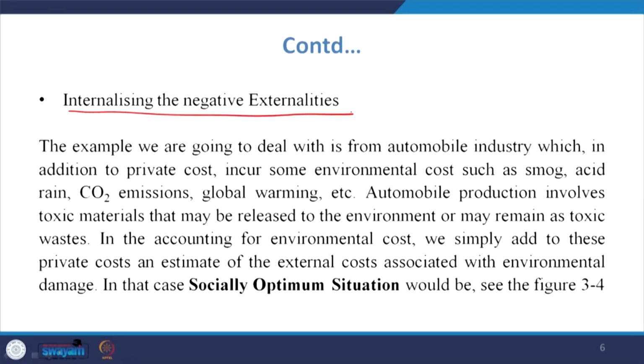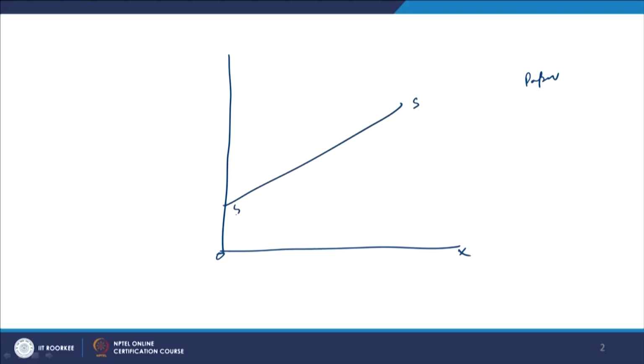How can we internalize the externality? We can simply explain it by a graph. For example, we take a case of any industry. You can take any example, most polluting industries like cement, steel, paper. So, you can take say the paper industry, which is producing paper and has a supply curve like this, SS, and a demand curve like this, DD.